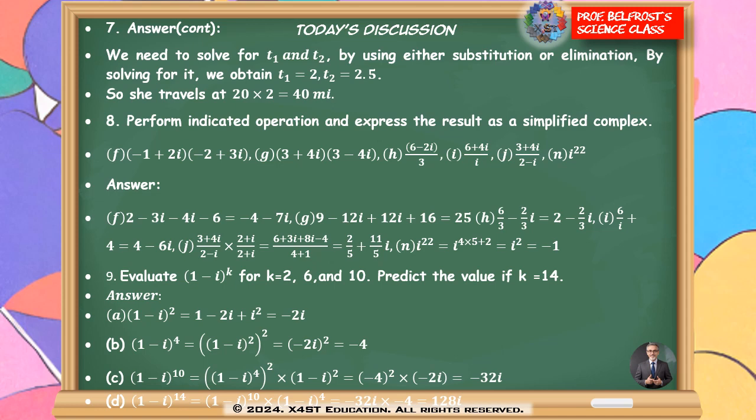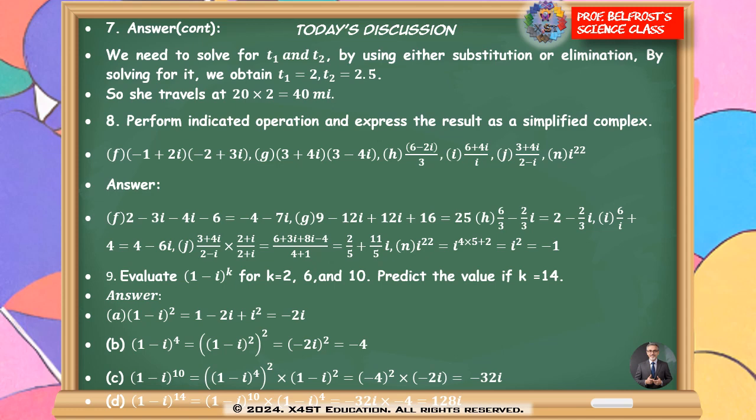Then for J, you need to multiply with the conjugate of the complex number on the denominator. And for N, you just need to note that i to the power is cyclic in order of 4. So it always goes i, minus 1, minus i, 1. That's the cycle.